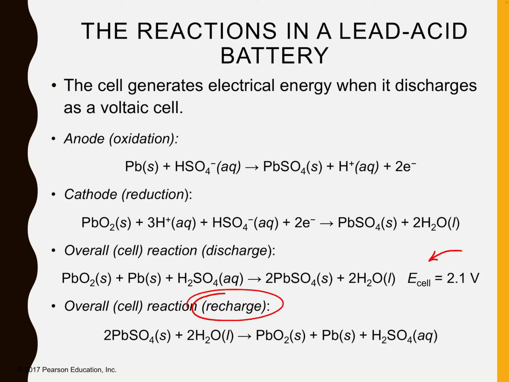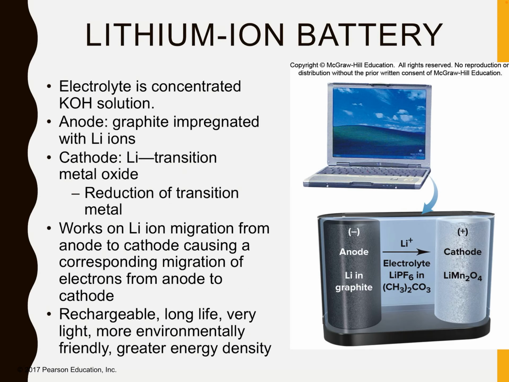All we've done is flip it. So we've taken this reaction up here, lead sulfate and water, and now if I input electricity, I can make our lead(IV) oxide and our lead and our sulfuric acid again so that we can use our battery again. So that's what's different about these secondary batteries, they are reversible. You can use an electrolytic process to get back your reactants so that you can use your battery again.